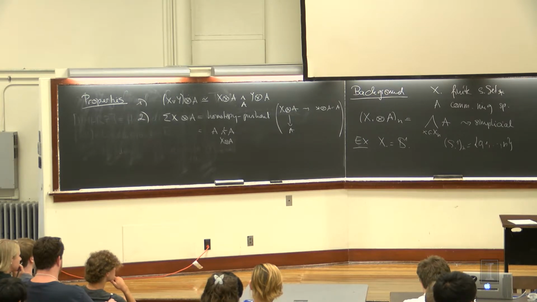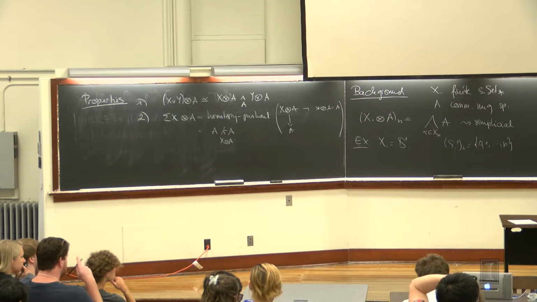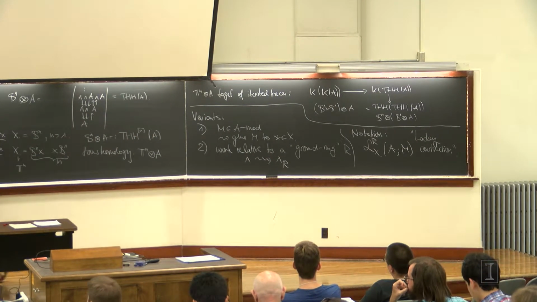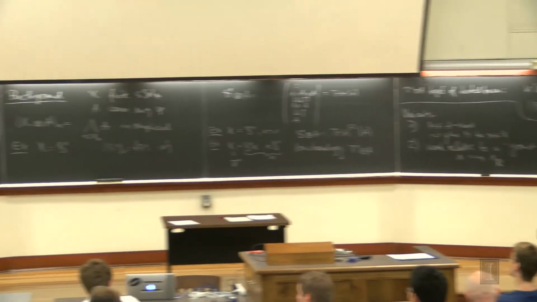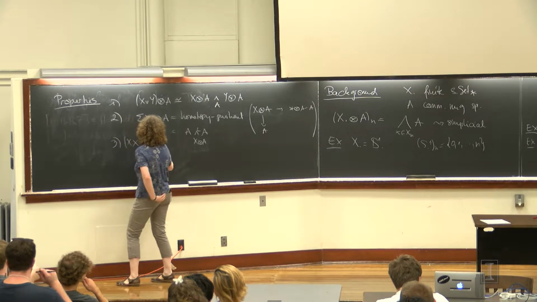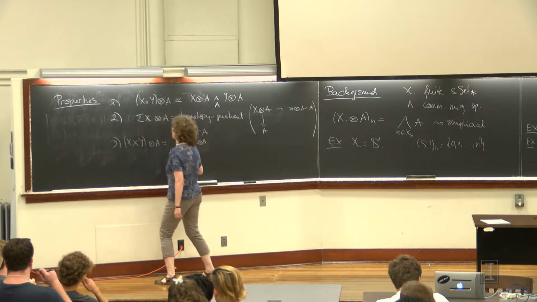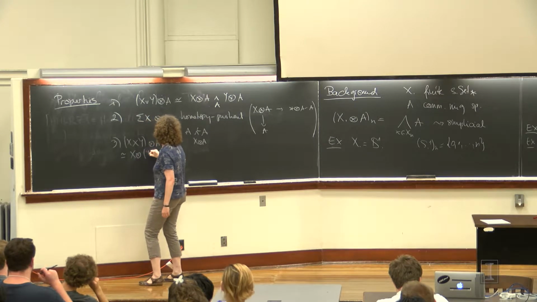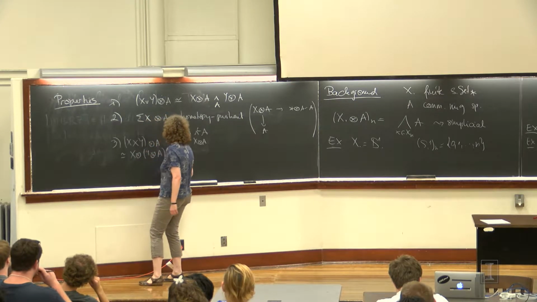One feature I already used here is that tensoring several times just gives you a product. That's also useful and will come up later. So here you have, let me write this here, X tensor, Y tensor A.